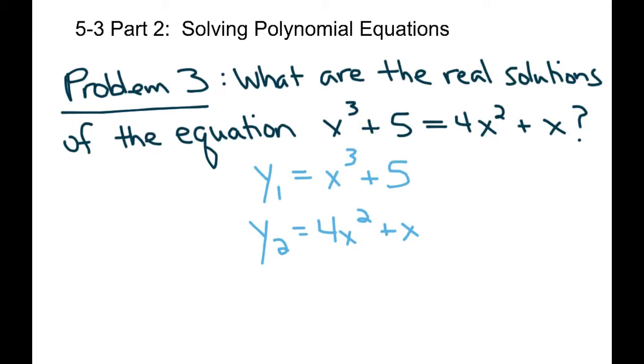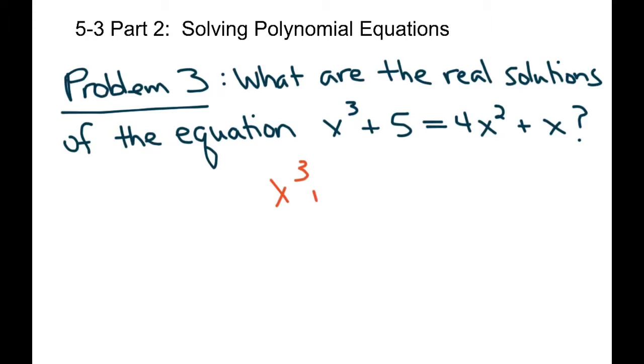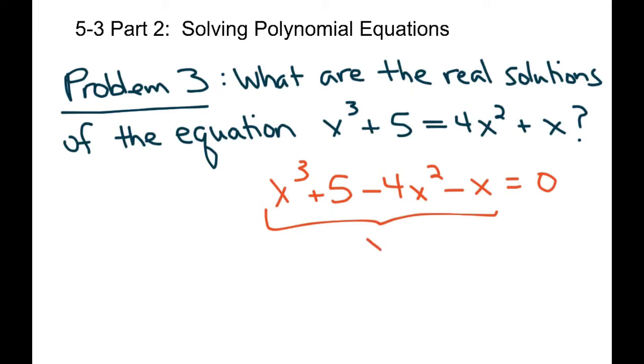But what if you didn't know to adjust the window? Well, the way I recommend doing this problem, so that you never get it wrong, is to get the equation equal to 0 by subtracting the 4x squared and subtracting the x. Remember, it doesn't matter what order you write this in, because when you type it in the calculator, it will still find the right answer for you. Then go put this in y1 equals, put 0 in y2 equals, and you'll see this.